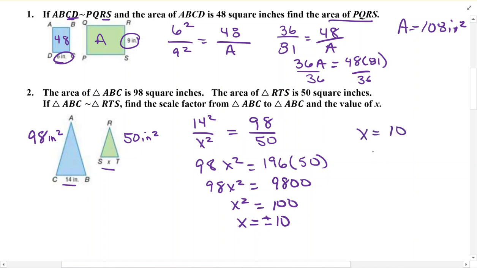And the scale factor would be 14 over 10, which reduces to 7 over 5. And this is the scale factor.